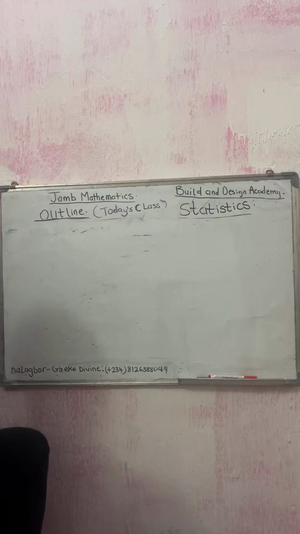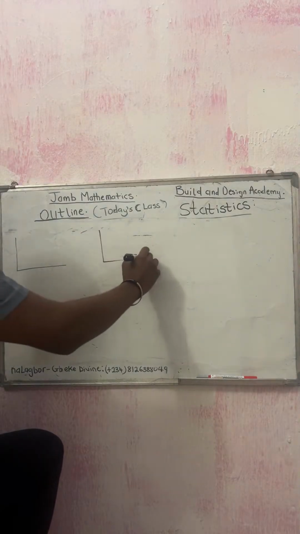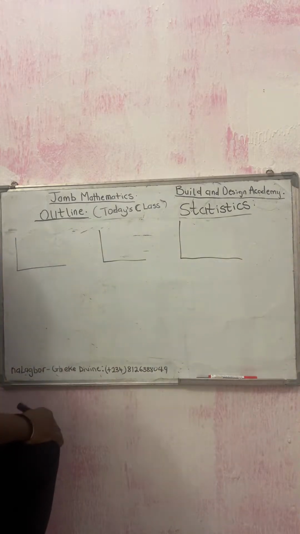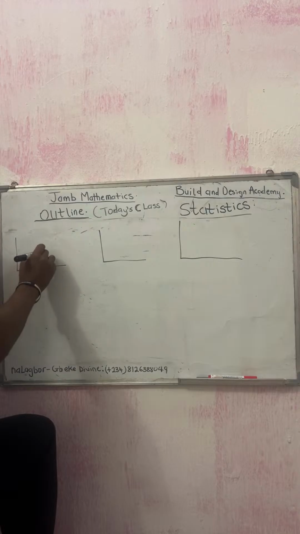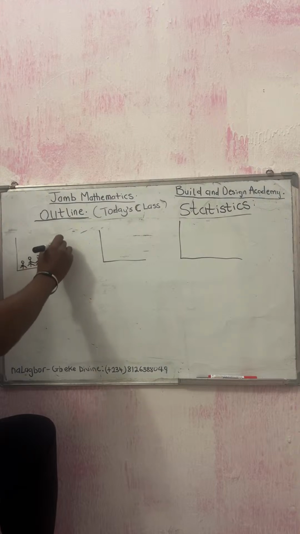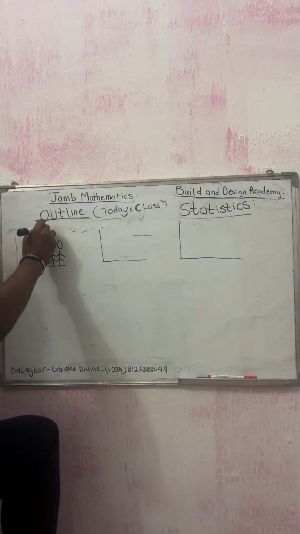Now, we'll be looking at something else. Now, let's look at mean, median, and mode. Mean, median, and what? Mode. So, if we draw humans, let's say this is mean. I'll explain why.